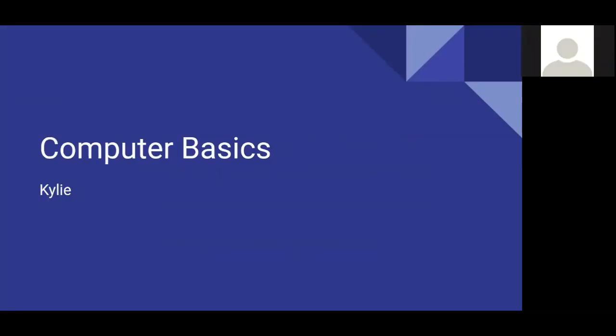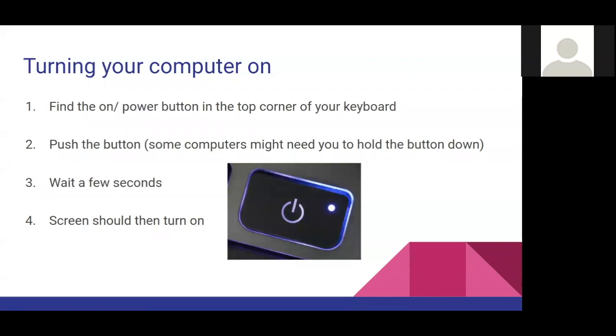Computer basics. Turning your computer on. Find the on/power button in the top corner of your keyboard. Push the button. In some computers, you might need to hold down the button. Wait a few seconds, and your screen should then turn on.